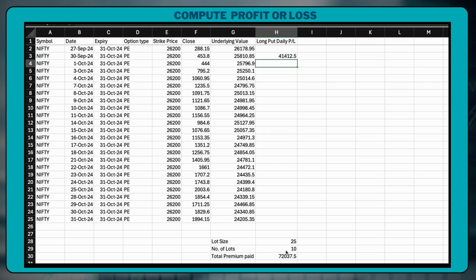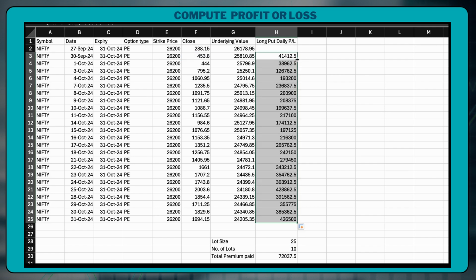41,412.5. Now, by dragging the formula across the cells, we can calculate the daily profit or loss for the put option for the entire period. Since the market was bearish throughout the month, this situation favored the put option buyer, who would have made a total profit of 4,26,500 by staying in the contract until expiry.